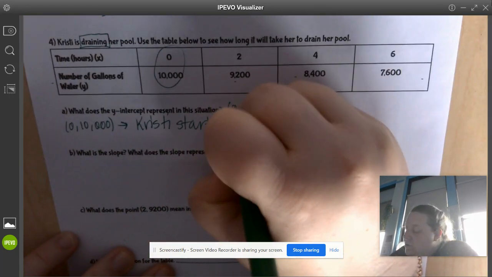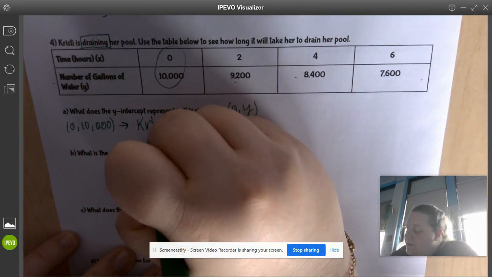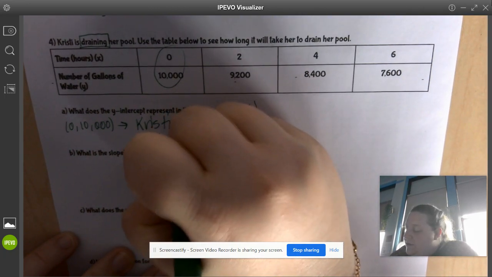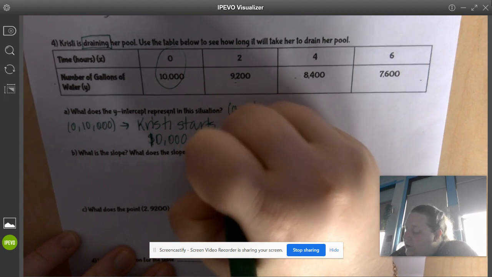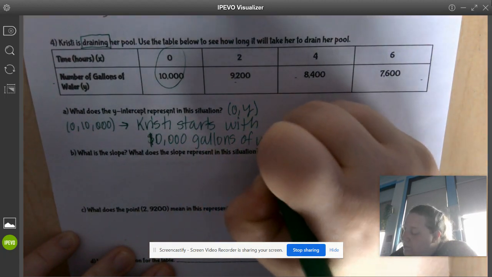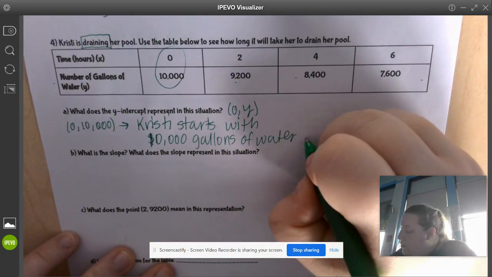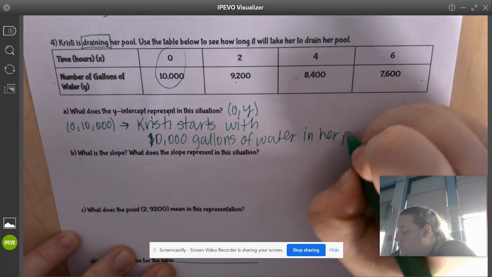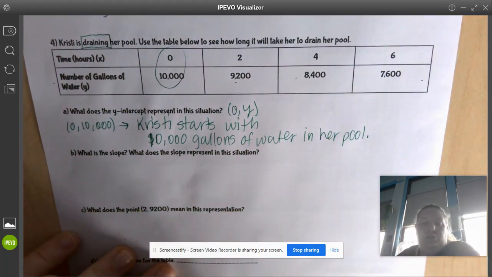So Christy starts with 10,000 gallons of water in her pool. So that's where she begins before she starts to drain it.